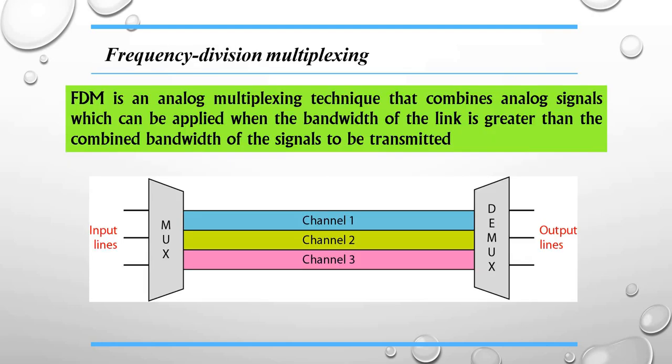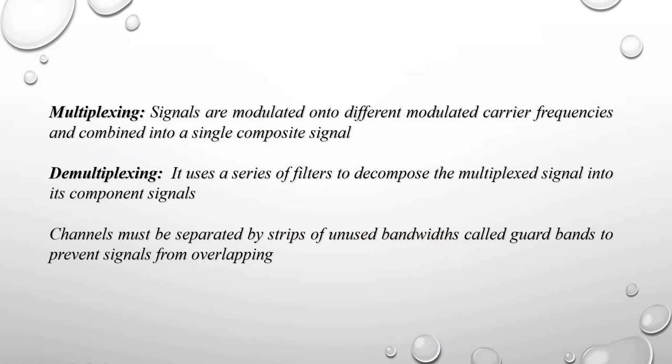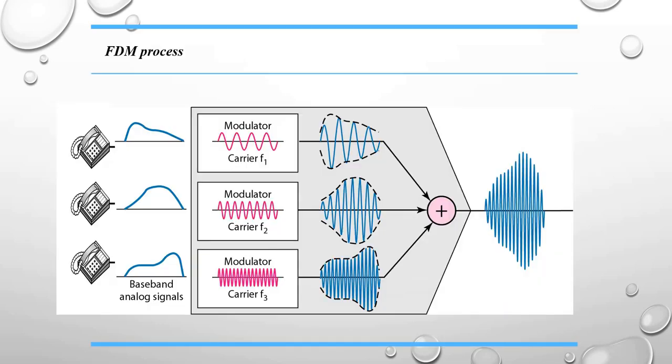Frequency division multiplexing is an analog multiplexing technique that combines analog signals, which can be applied when the bandwidth of the link is greater than the combined bandwidth of the signals to be transmitted. In multiplexing, the signals are modulated onto different carrier frequencies and combined into a single composite signal. While demultiplexing, a series of filters is used to decompose the multiplexed signal into its component signals. Channels must be separated by strips of unused bandwidth called guard bands to prevent the signals from overlapping.